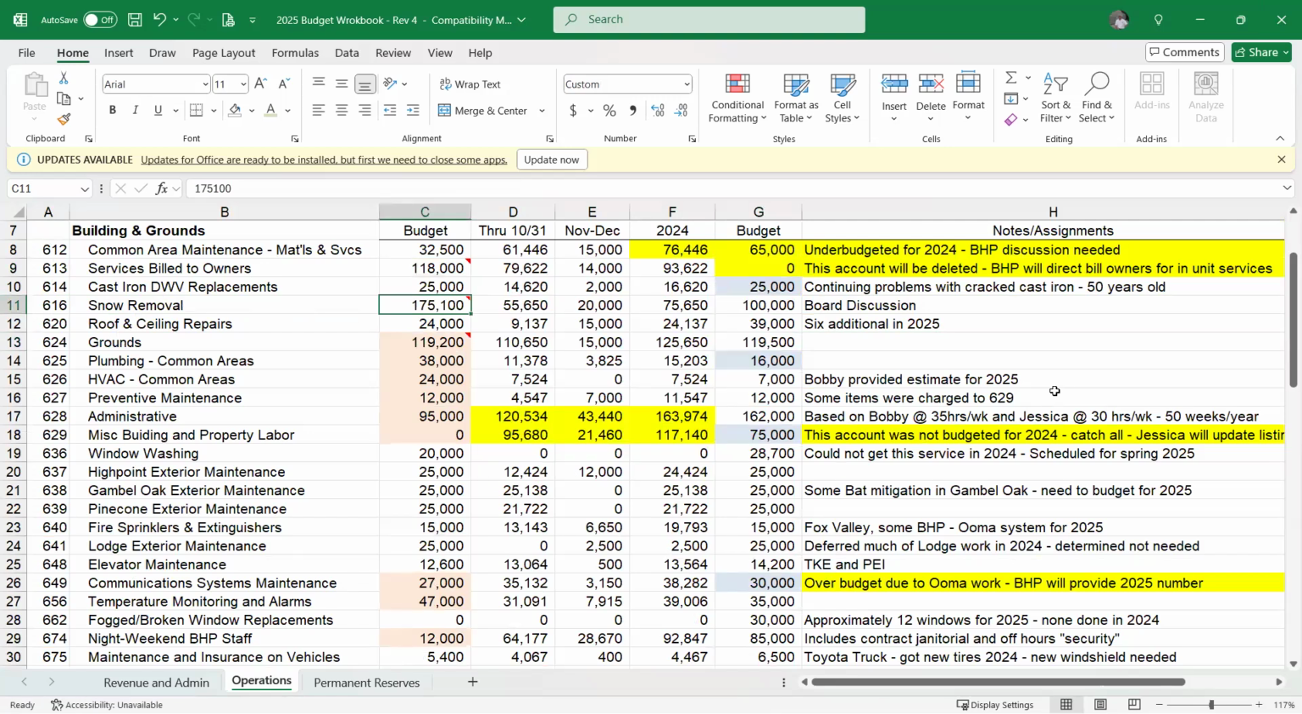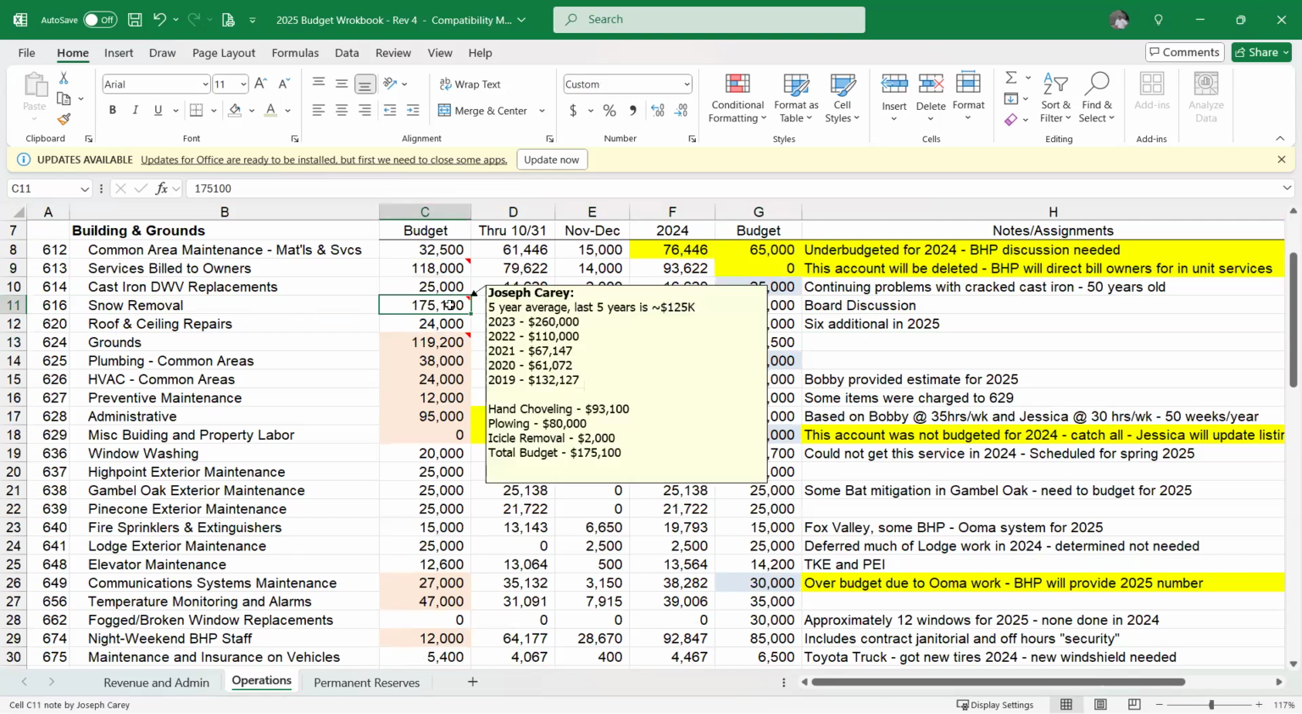Well, look at this note right here. That's 5 years' worth of snow removal costs. A low of 61,000, a high of 260. It's all over the map. You never know what you're going to get. Life is like a box of chocolates. No, it's anybody's guess, Joe. I like your $100,000, Joe.